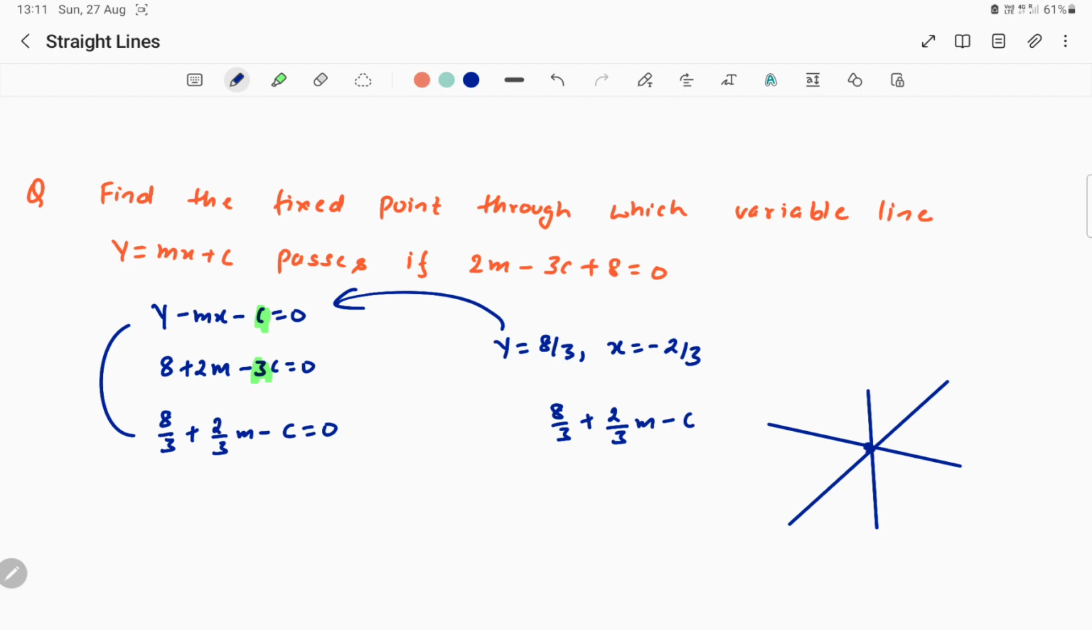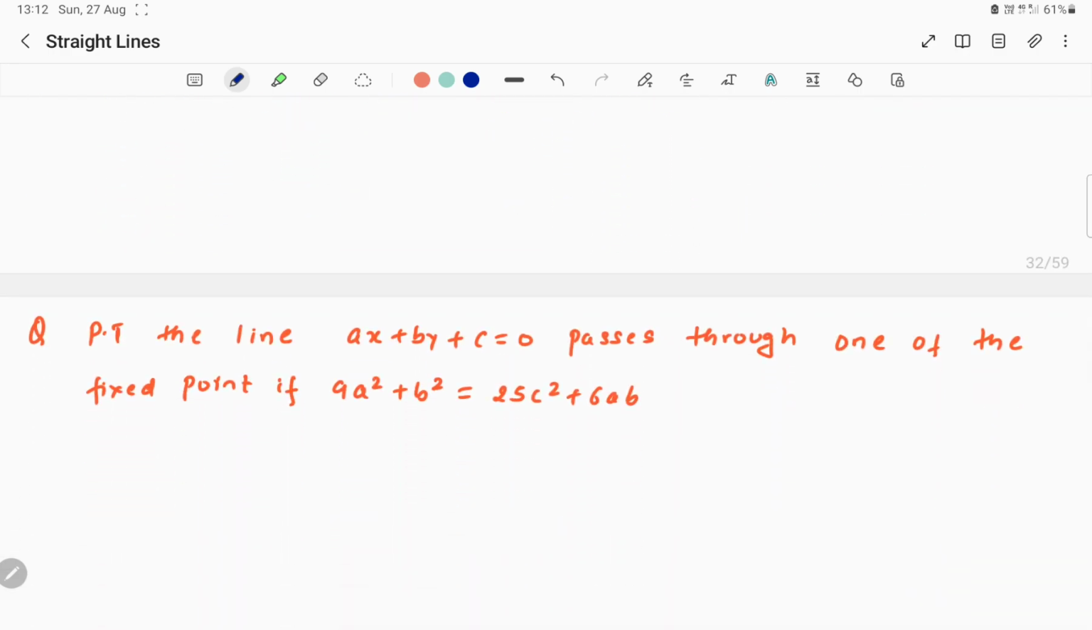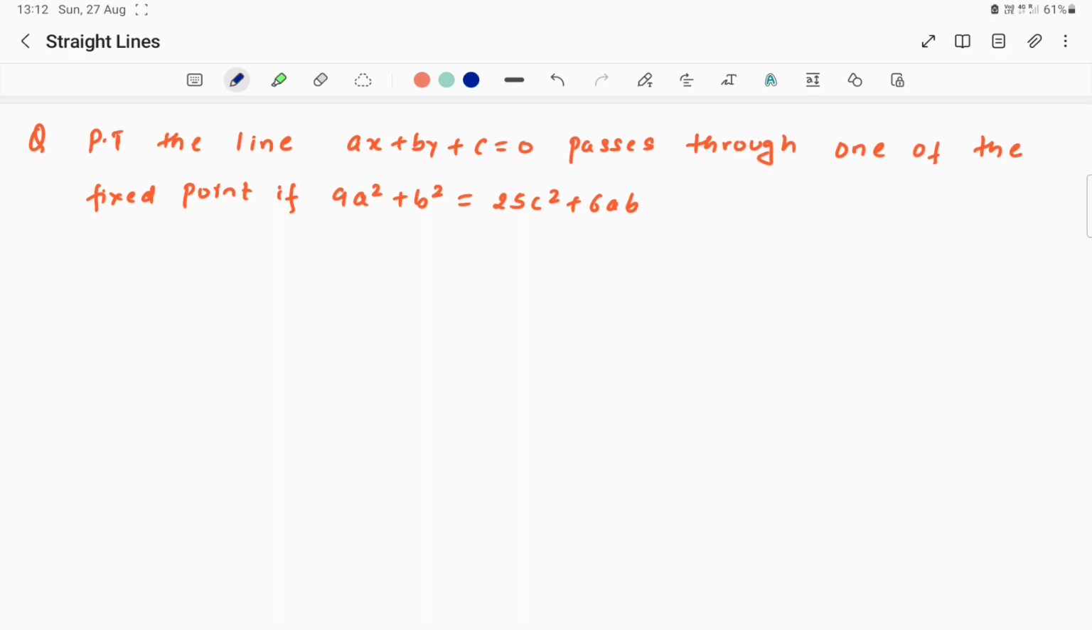And that point is what? Minus 2 by 3 comma 8 by 3. So the fixed point is that one. Okay. So one more question we can take in this regard. Suppose the question is, prove that this line passes through a fixed point. So the target is simple.